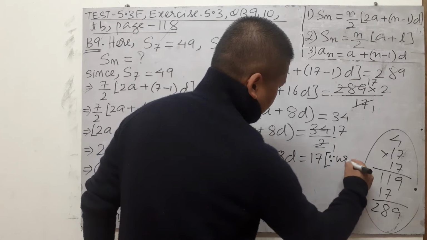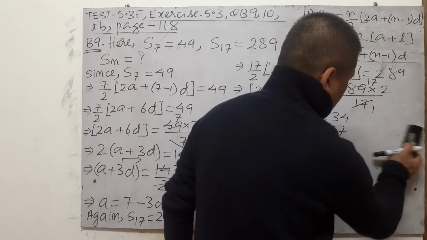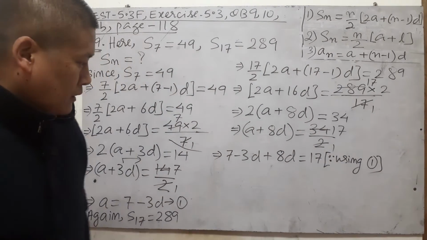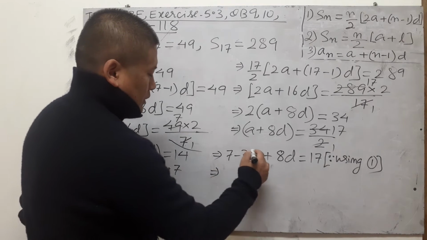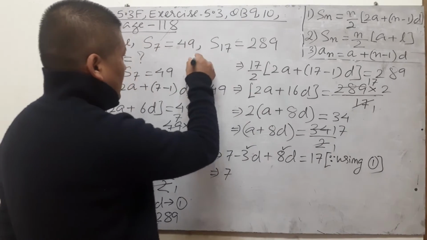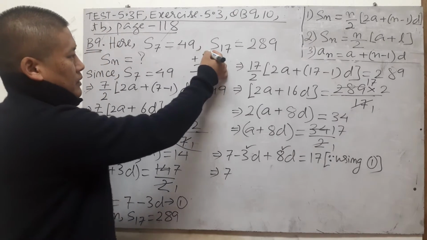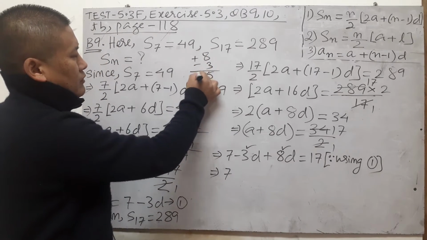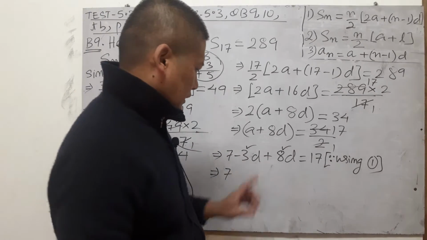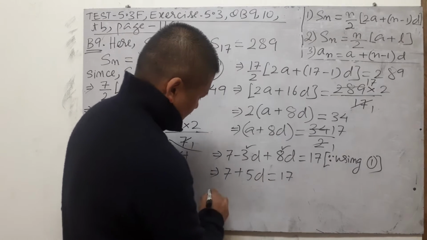We can write here, since using the value in equation number 1, then here next we get 7, then minus 3d plus 8d means plus 8 minus 3. So subtraction, because plus minus means subtraction. 8 minus 3 is 5, and the bigger one is plus, so here also plus. You can write those things on your graph. So 7 minus 3d plus 8d, in other words, is plus 5d, is equal to 17.